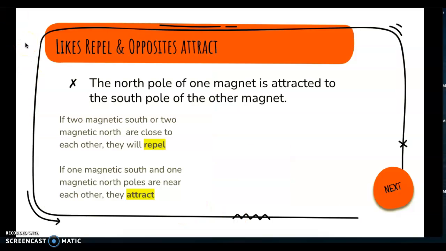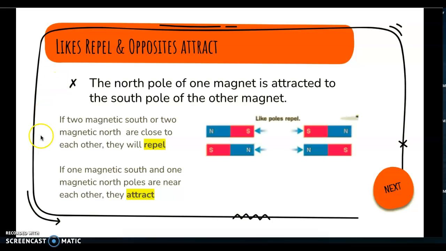Likes repel and opposites attract. So the north pole of one magnet is attracted to the south pole of another magnet. So the north and south are opposite and they are attracted to one another. If I have two norths, they're going to repel each other. Remember when we talked about repel, like that bug spray, they want to go away, right? If I have two north poles, they're going to repel each other. If I have two south poles, they're going to repel each other, but if I have a north and a south, then they will attract one another.